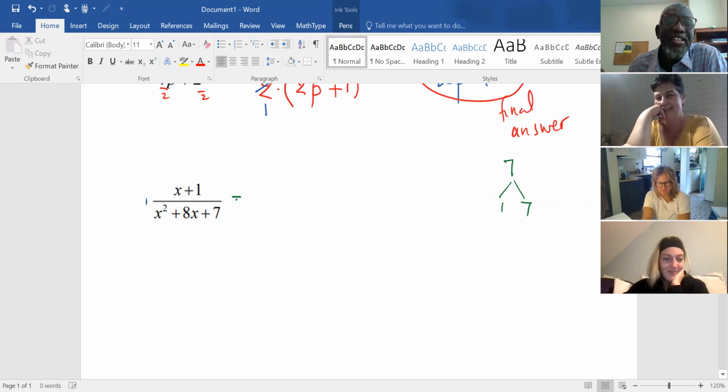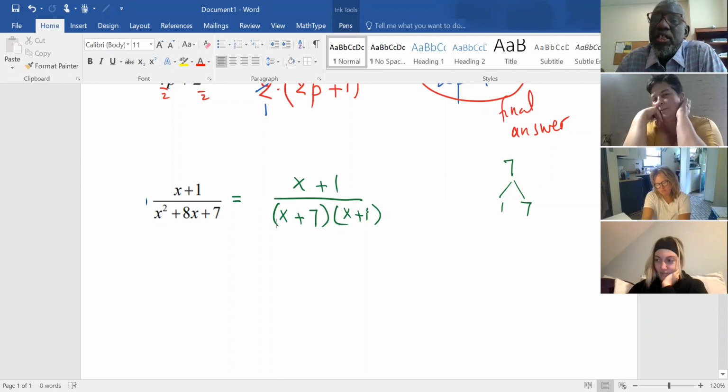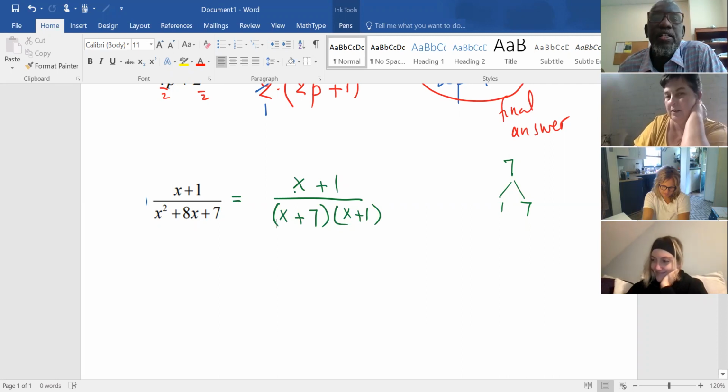Let's make the x plus 1 over... now the two numbers are 1 and 7, right? You get x plus 7, x plus 1. Okay, now do we see something exactly the same at the top and at the bottom? Do we see something which is exactly the same? X plus 1, right? Now we can cross out x plus 1 here and x plus 1 here, right?